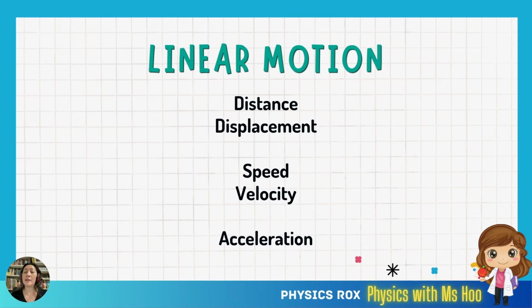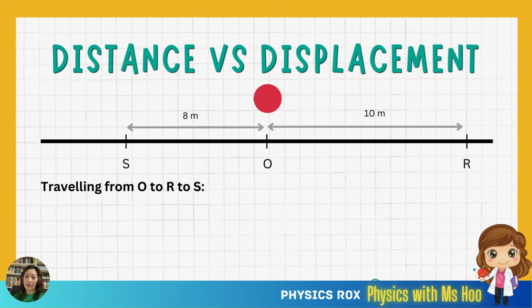So when it comes to linear motion, it's all about the objects moving in a straight line. It's possible for the object to change direction, but throughout a particular motion, the object will be moving in a straight line. And this will be seen in the examples in the next few slides. So here's a very simple example. We have this in 2D, and we're first going to look at distance versus displacement.